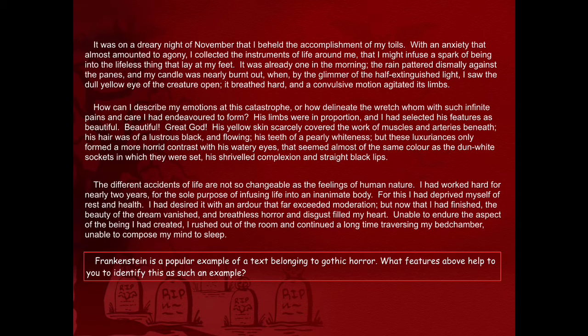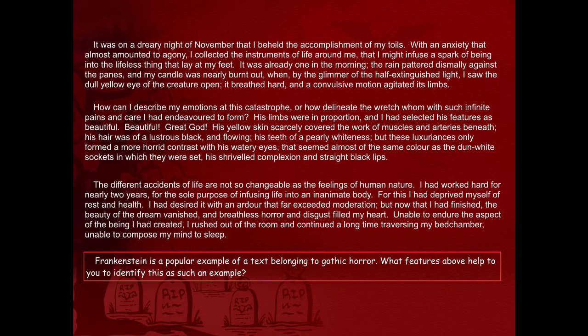His hair was of a lustrous black and flowing, his teeth of a pearly whiteness, but these luxuriances only formed a more horrid contrast with his watery eyes that seemed almost of the same color as the dun white sockets in which they were set, his shriveled complexion and straight black lips.